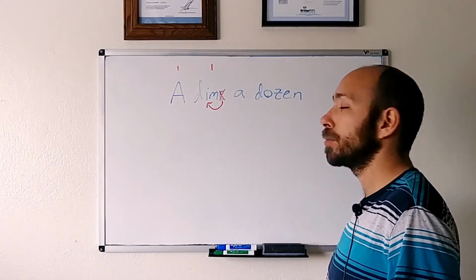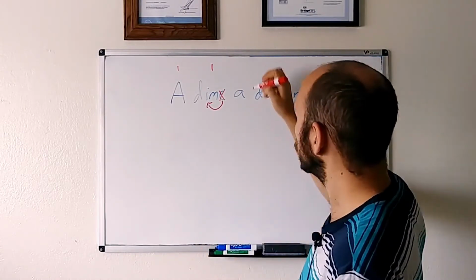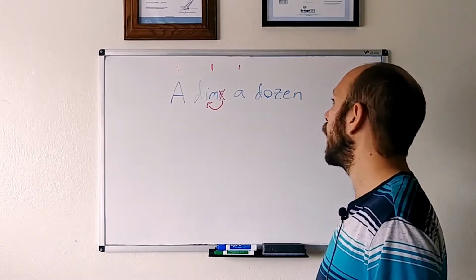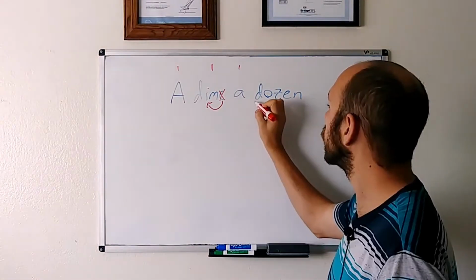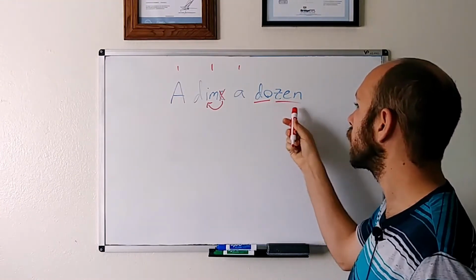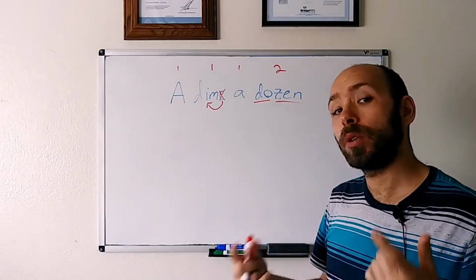Next we have the same word, so it's just going to be one syllable. And "dozen," dozen. And that's going to be 1, 2. Dozen, dozen. Okay, so what about the stress?